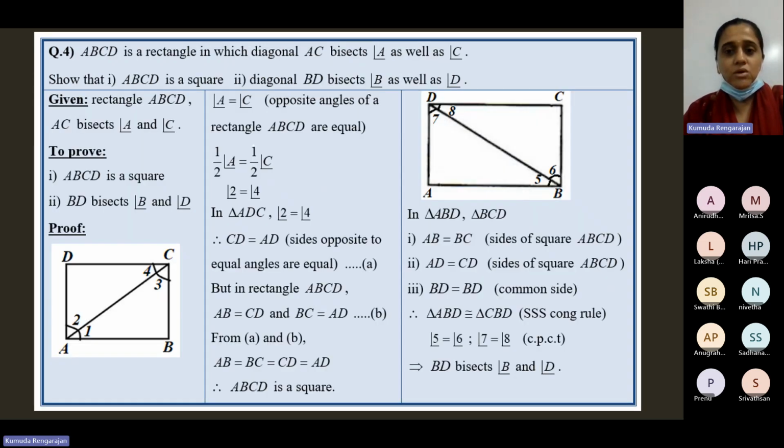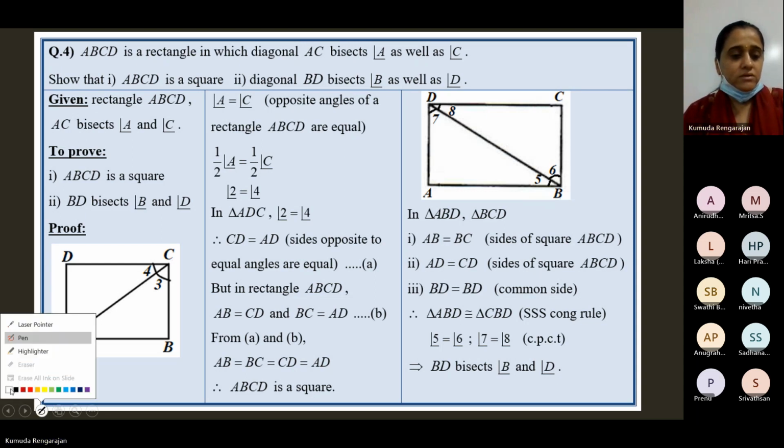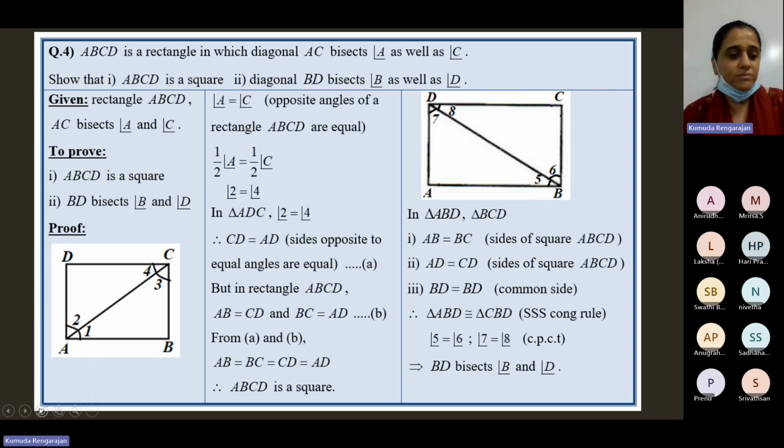Now the figure, I'll change this one. It should look like a square because you're going to prove that ABCD is a square, right? So I should change this one. It should not be a rectangle, because this one is not a square. Correct? You understand? This one also.